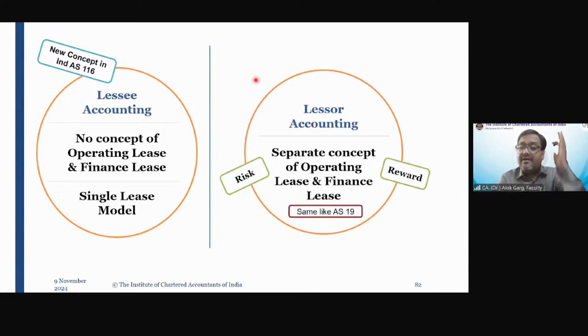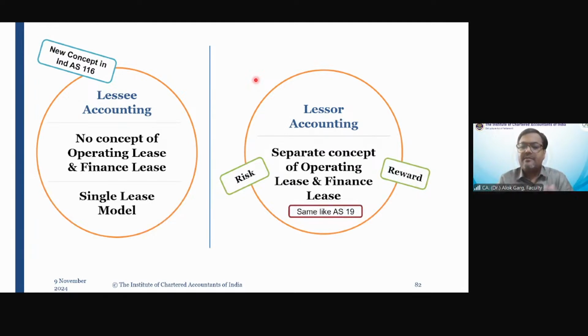And what is the difference between operating lease and finance lease? If the risk and reward is transferred to the lessee, it will be a finance lease in the books of the lessor. And if the risk and reward is not transferred to the lessee, it is an operating lease in the books of the lessor. Whenever it is an operating lease, the lessor will continue to show the asset in its books of accounts. But whenever it is a finance lease, the lessor will de-recognize the asset and recognize the finance lease receivable.